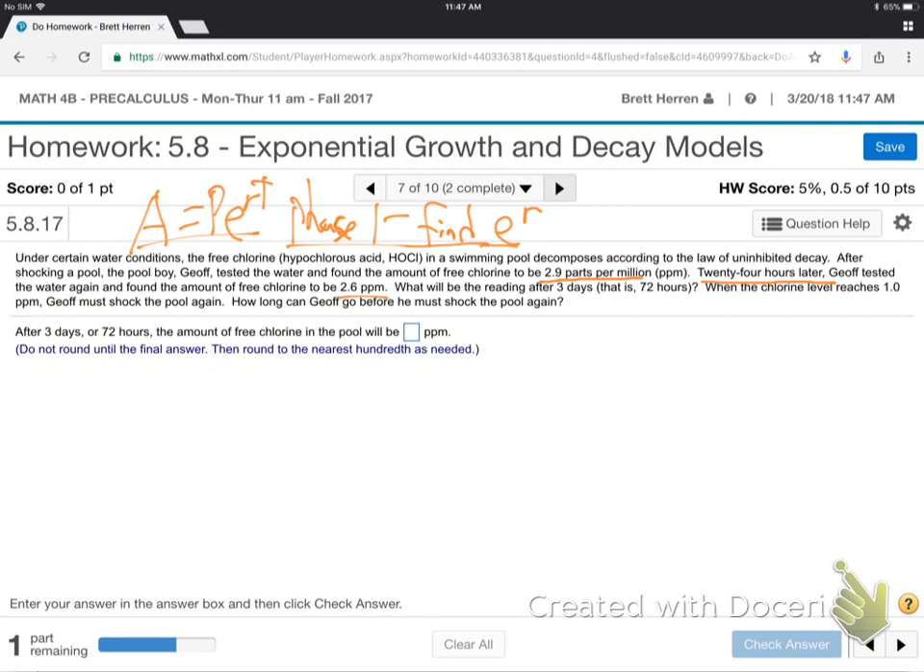So let's do it. Just use the 2.9, the 2.6, and the 24 hours later. Once you've got that, the other questions will be a snap. That's the major work. So let me give you a little bit of time on that. I'm going to wander around, try to be helpful.